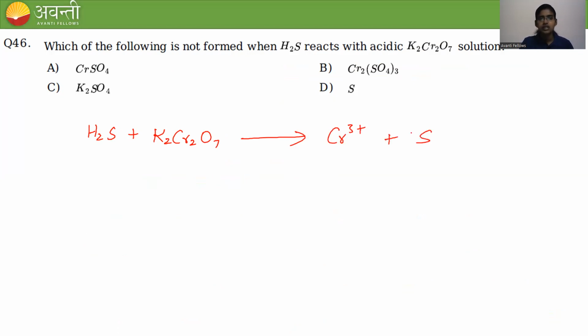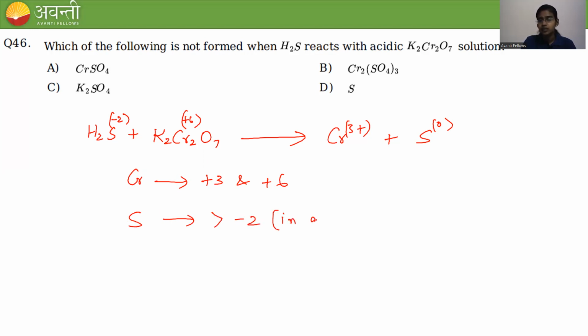What is the oxidation state of sulfur here? It is -2, and for chromium it is +6, and on the product side it is +3 for chromium and 0 for sulfur. So these are the products. Here you can see that chromium is having +3 state and +6 state. No other states are possible for chromium. And for sulfur, you can see the oxidation state will be greater than -2 in all the cases. For chromium, I told you it can be +3 and +6. No other state is possible.